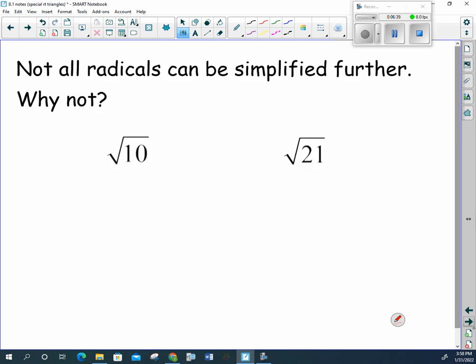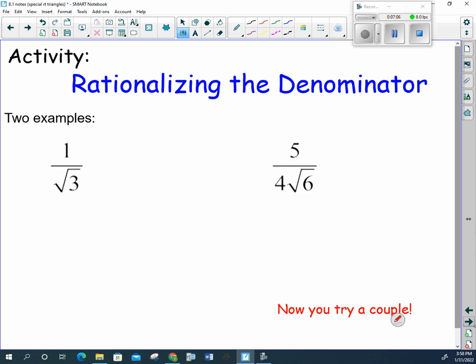And then this one says, not all radicals can be simplified further. Why not? Well, square root of 10 doesn't have a perfect square factor in it. Its factor pairs are 1 and 10 or 2 and 5, and none of those are perfect square factors. Same thing with 21. It's 1 and 21 or 3 and 7, and there's no perfect square factors in that. So square root of 10 and square root of 21 are simplified.